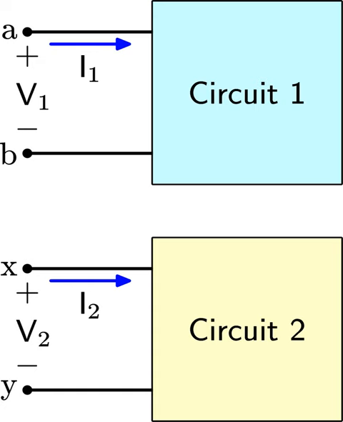Topic: Mesh analysis. Mesh: a loop that does not contain an inner loop. 1. Count the number of window panes in the circuit. Assign a mesh current to each window pane. 2. Write a KVL equation for every mesh whose current is unknown. 3. Solve the resulting equations.